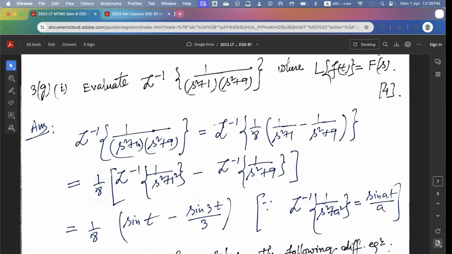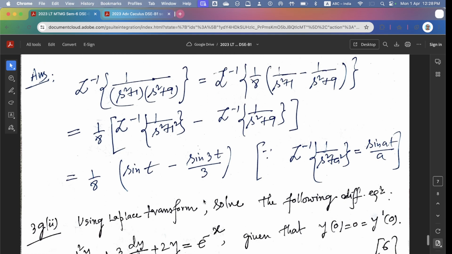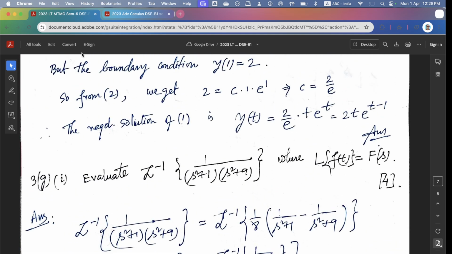L inverse of 1 by (s square plus 1) into (s square plus 9). We can write this as L inverse of 1 by 8 times [1 by (s square plus 1) minus 1 by (s square plus 9)]. So by linearity property, taking 1 by 8 common, L inverse of 1 by (s square plus 1 square) minus L inverse of 1 by (s square plus 3 square). So this equals 1 by 8 times [sin t, because L inverse of 1 by (s square plus a square) is equal to sin at by a, so this is sin t by 1 and this is sin 3t by 3]. And this is the answer of this L inverse.